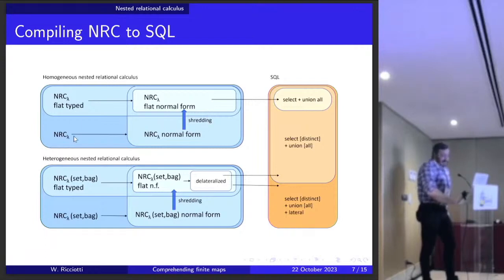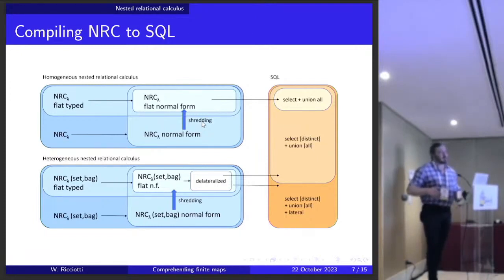When instead the query has a nested collection type, then again we normalize it, but there is another technique called shredding that allows you to slice the query in such a way that from a nested query you obtain a number of flat queries that can be run on the database.